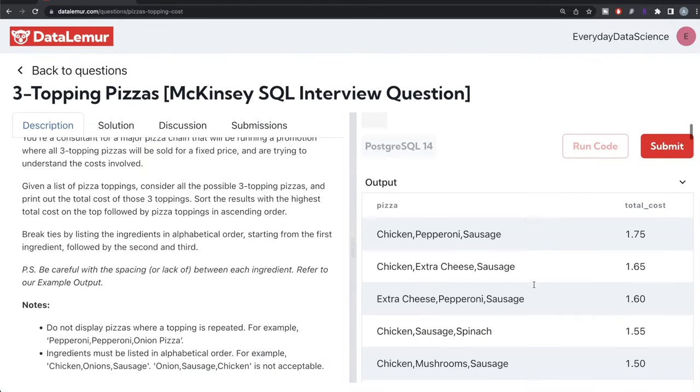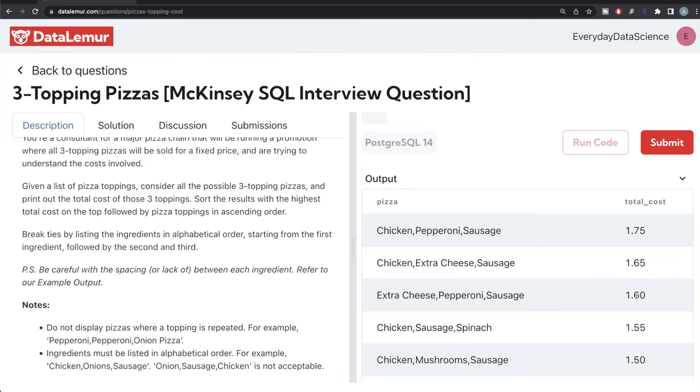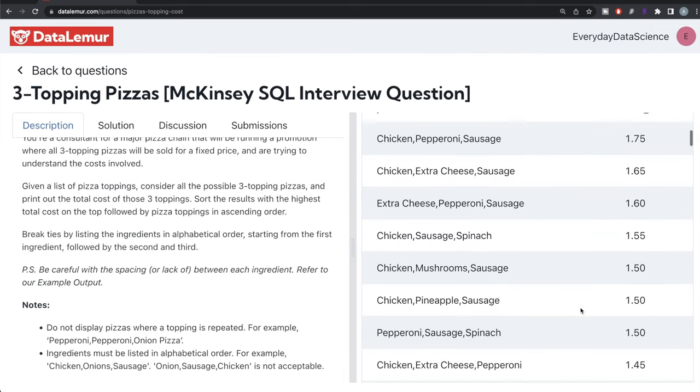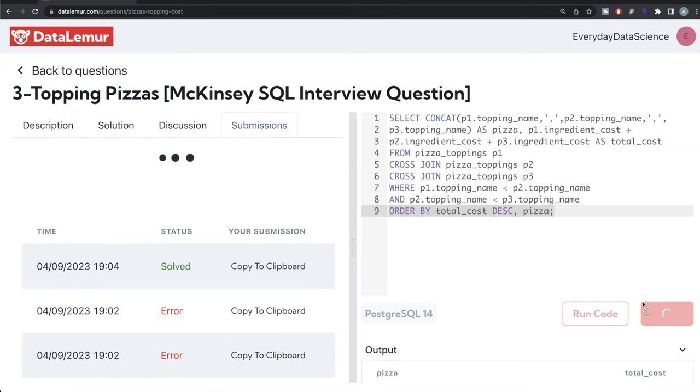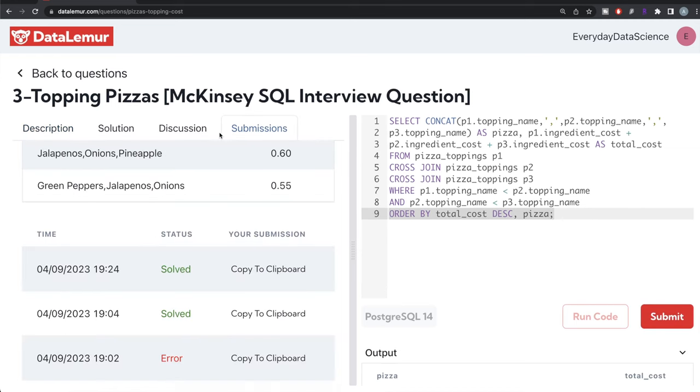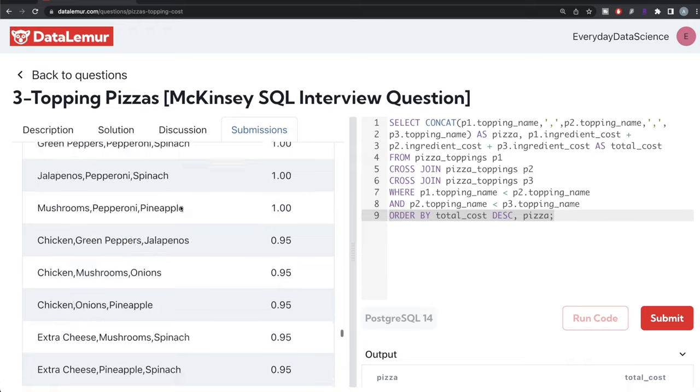Let's see. Okay, so the highest cost comes first, and wherever there is a tie, right? So here we have ties, and these are arranged in ascending order, by each row. So all these three are a tie. So you understand what we need to do. Okay, so I think this looks good. Let me go ahead and submit it to see if it passes all the test cases. So yeah, this is solved, and this is how I do it.